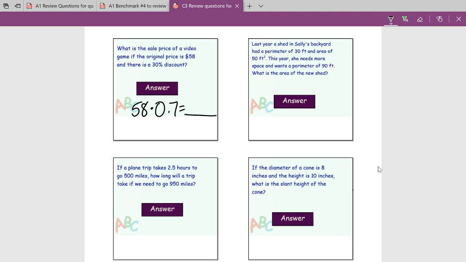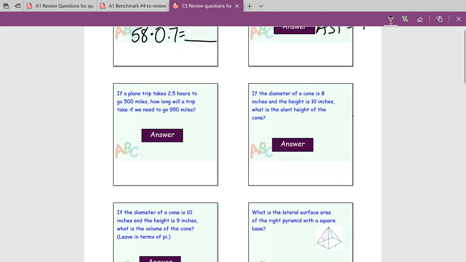Second one, last year a shed in Sally's backyard had a perimeter of 30 feet and an area of 50 feet squared. This year she needs more space and wants a perimeter of 90 feet. What's the area of the new shed? Little hint here, you can always go back to the other video to see the full thing, but we're using perimeter scale factors and area scale factors. Perimeter scale factor from 30 to 90 is times 3. So if I use my area scale factor, then I'm using 9 to go from 50 times 9 to my new area. Okay?